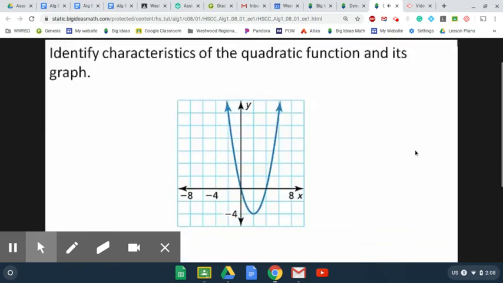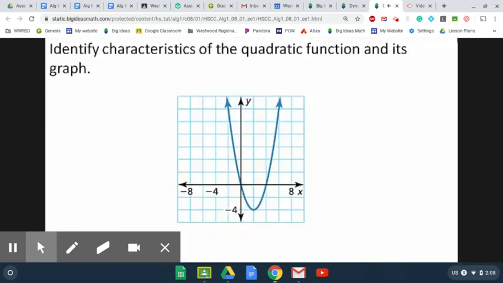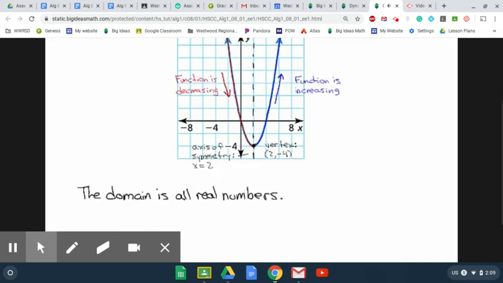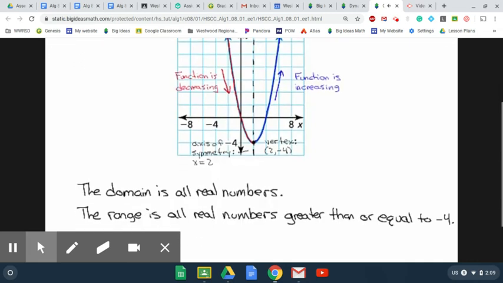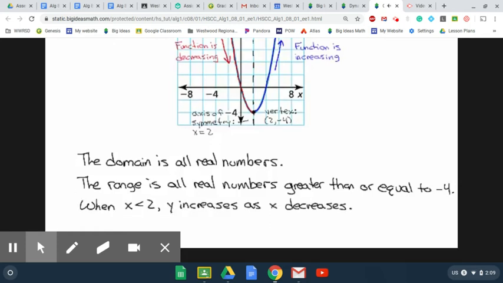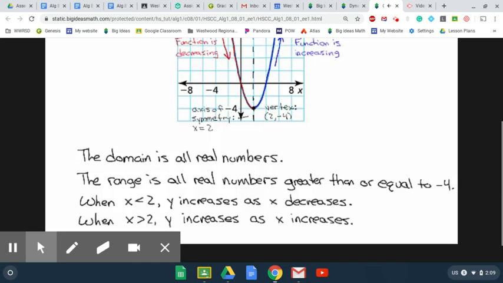Identify characteristics of the quadratic function and its graph. From the graph, you can see that the vertex is (2, -4), and the axis of symmetry is x = 2. The function is decreasing when x is less than 2, and the function is increasing when x is greater than 2. The domain is all real numbers. The range is all real numbers greater than or equal to -4. When x is less than 2, y increases as x decreases, and when x is greater than 2, y increases as x increases.